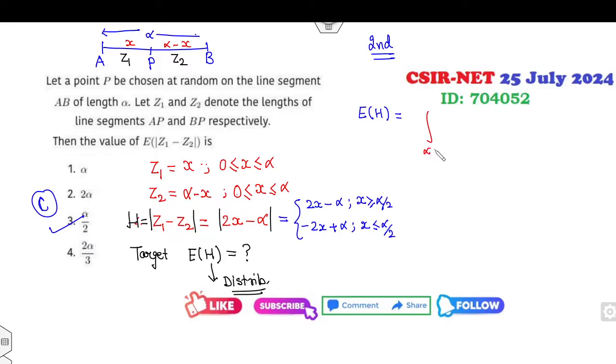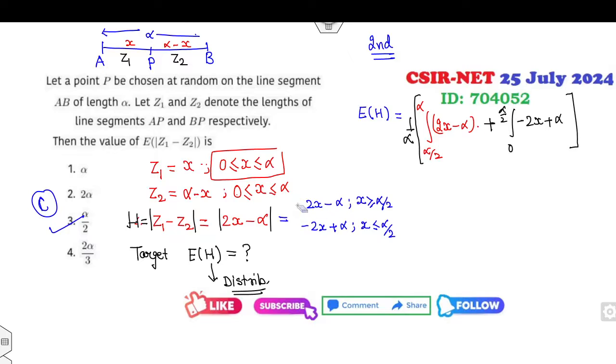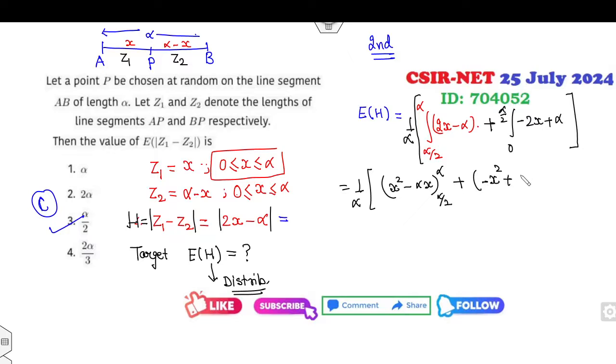It will be the integral from alpha by 2 to alpha of 2x minus alpha times fx. What is the fx? Because it follows the uniform distribution, the PDF fx is 1 over alpha. Plus, for the other case, from 0 to alpha by 2, minus 2x plus alpha. Now you can integrate them and you will get the same right answer. The integration of this is x square minus alpha x from alpha by 2 to alpha, and minus x square plus alpha x from 0 to alpha by 2.